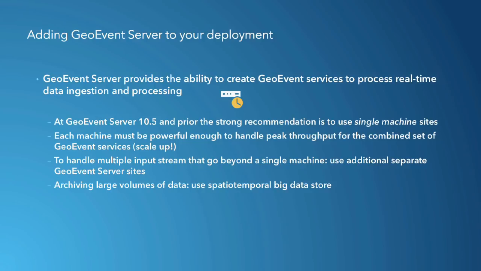That's where the spatial temporal big data store comes in. That's its purpose in life, archiving all that data. It's also when you've run GeoEvent for a long while, maybe for a year, if you're ingesting 1,000 events per second for a year straight, now you've got big data. You store that in the spatial temporal big data store, and you can do all kinds of analytics on it. For example, using GeoAnalytics.